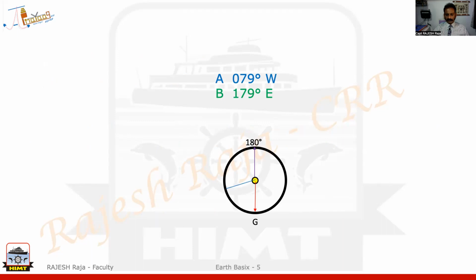So I'm showing you. This is your G and this is your 180. I'm starting from 079 west, reaching Bravo. I'm crossing the date line. But please remember, just because I'm going from western to eastern longitude, it is not an easterly direction. I have two choices to travel. I can travel like this, I can travel like this, but I want to travel only the shortest distance, and that is westerly.